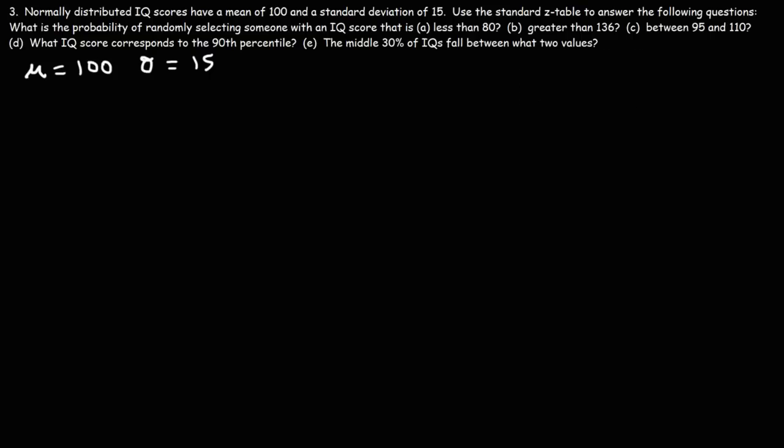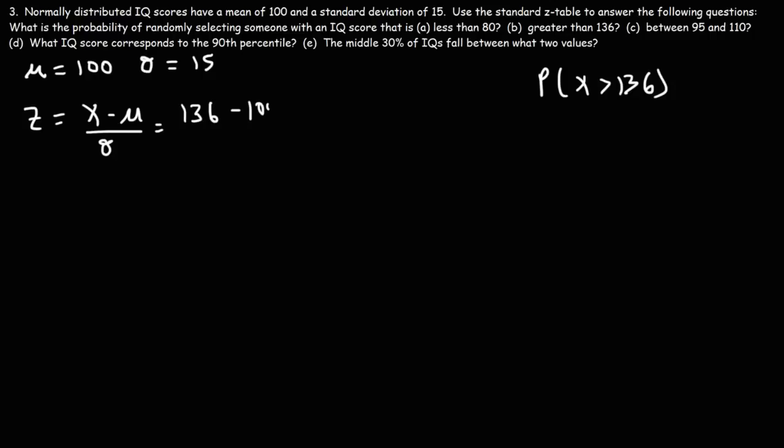What is the probability of randomly selecting someone with an IQ score that is greater than 136? Go ahead and try that. So first, let's begin by calculating the z-score. It's going to be x minus the mean over the standard deviation. So that's 136 minus 100 divided by 15. So 136 minus 100 is 36, and 36 divided by 15 is 2.4.